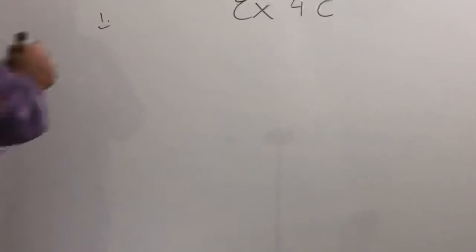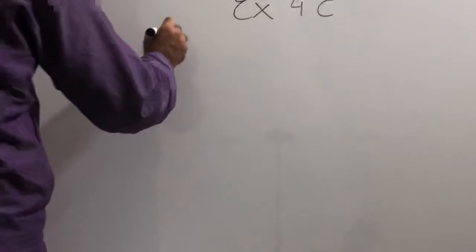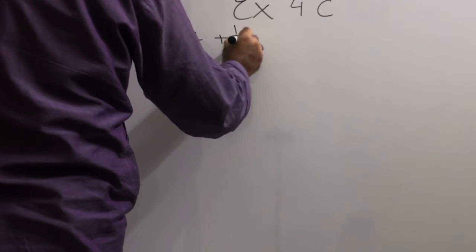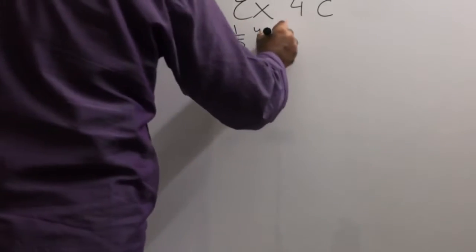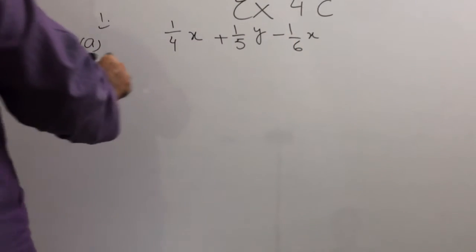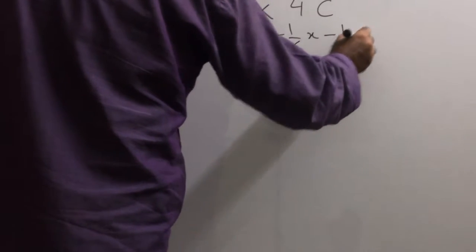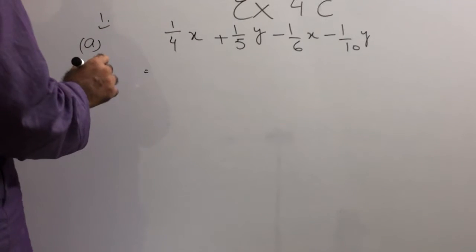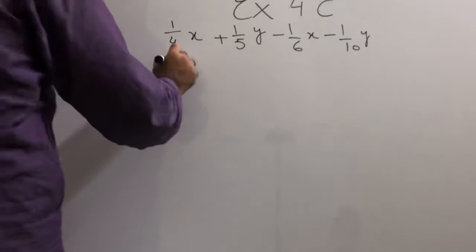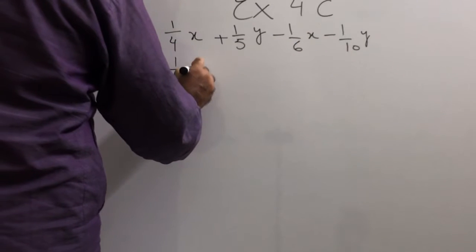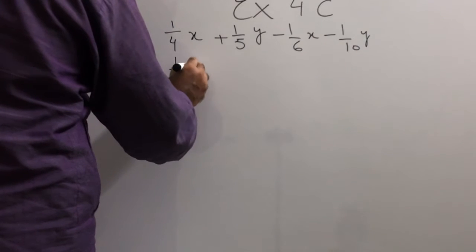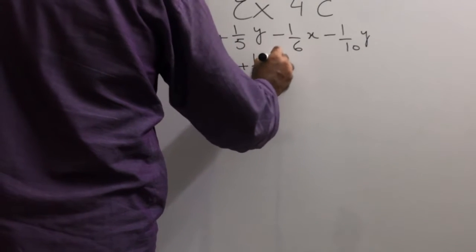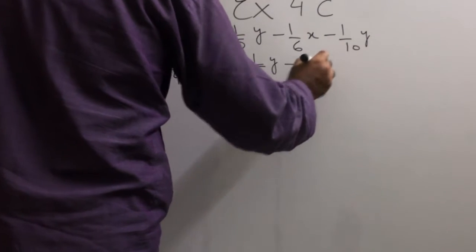So part A is 1 over 4x plus 1 over 5y minus 1 over 6x minus 1 over 10y. So the very first step is that we need to bring closer the like terms: 1 over 4x minus 1 over 6x, then plus 1 over 5y minus 1 over 10y.